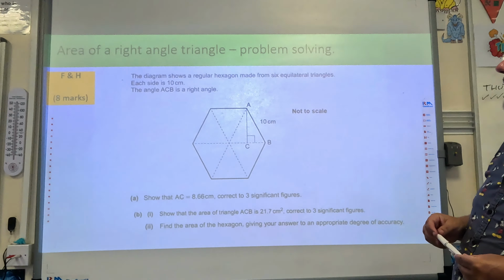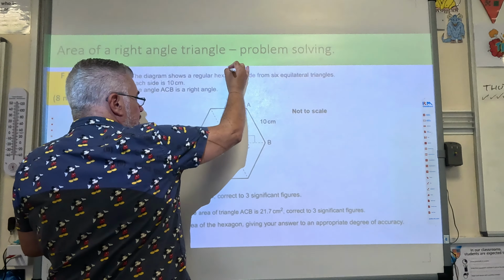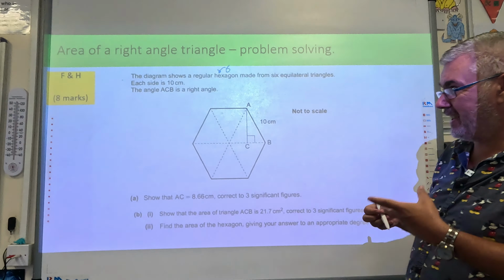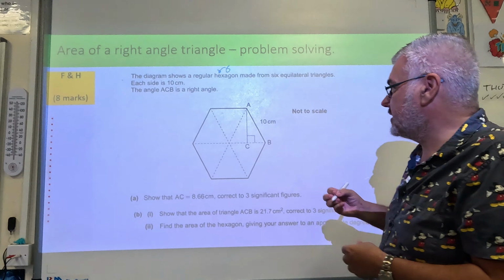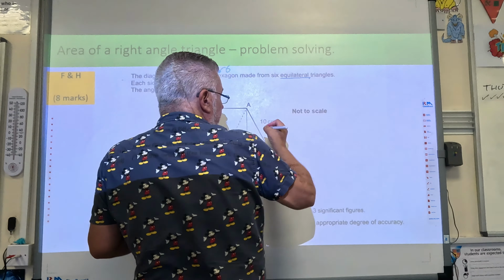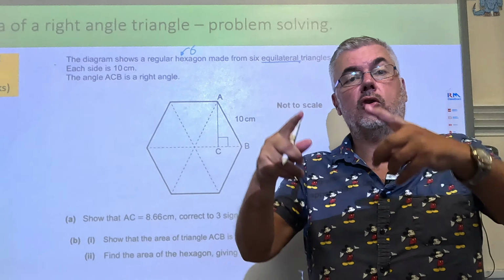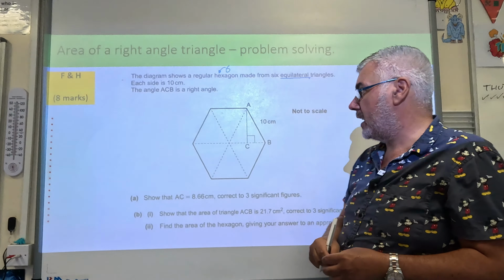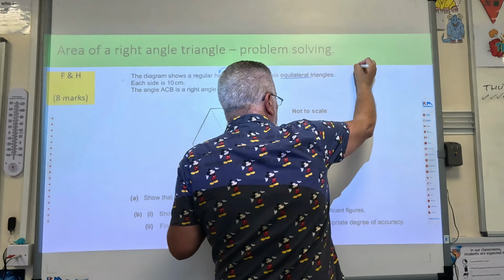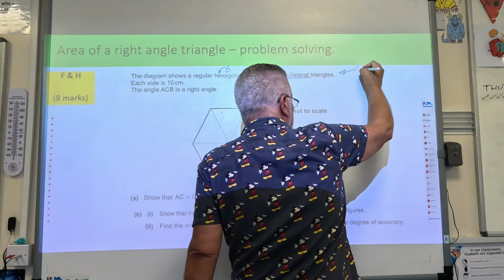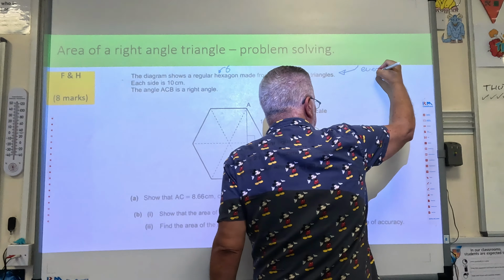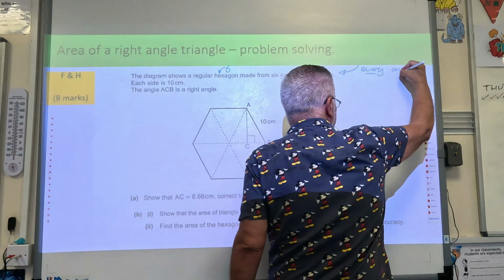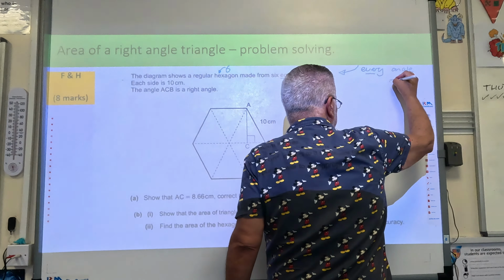The diagram shows a regular hexagon. Hexagon means 6. This is a 6-sided shape made from 6 equilateral triangles. Equilateral means all sides are the same length and each angle is the same. More importantly, for an equilateral triangle, every angle is the same, which means that it has to be 60 degrees.